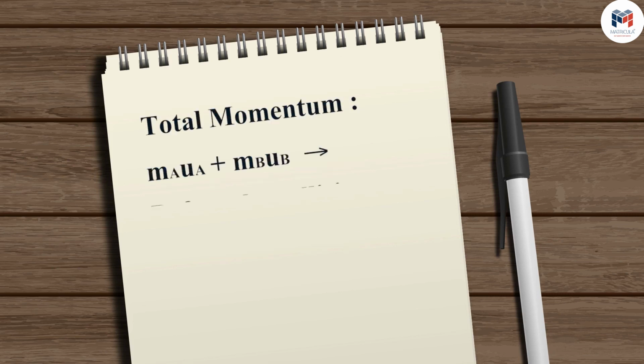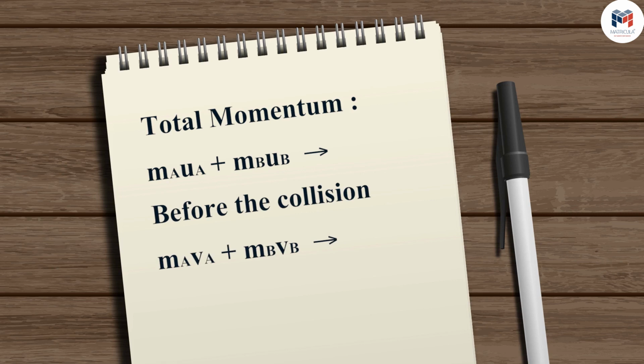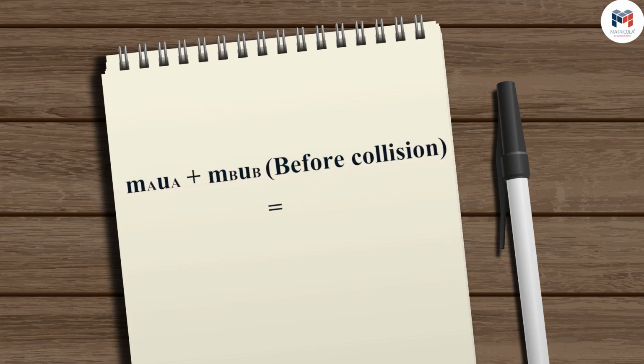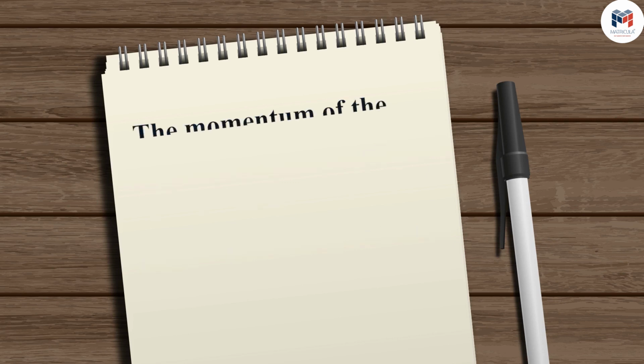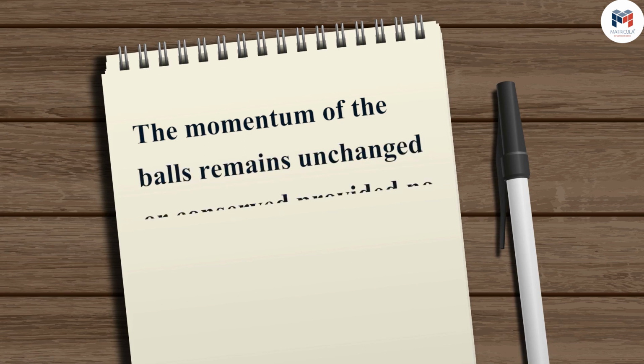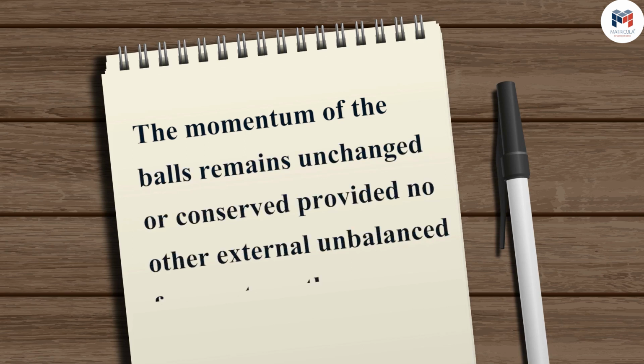Now, MA UA plus MB UB denotes the momentum of balls A and B before the collision, and MA VA plus MB VB denotes the momentum of balls A and B after the collision. From the previous equation, we can observe that the momentum of the balls before collision is equal to the momentum of the balls after collision. That is, we can say that the momentum of the balls remains unchanged or conserved provided no other external unbalanced force acts on them.